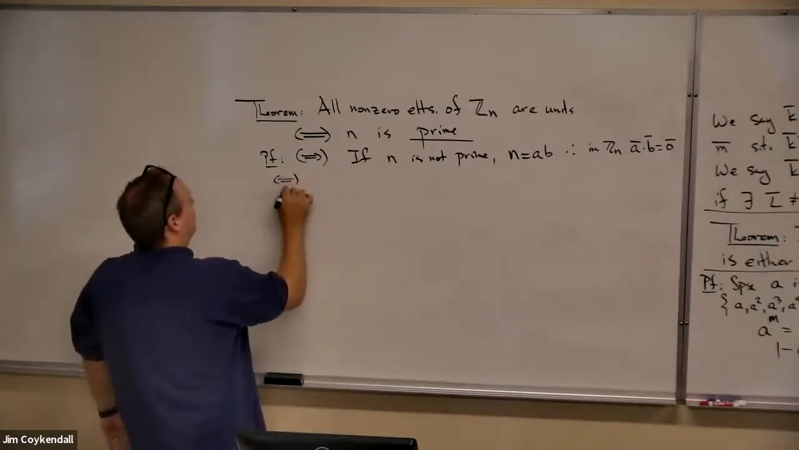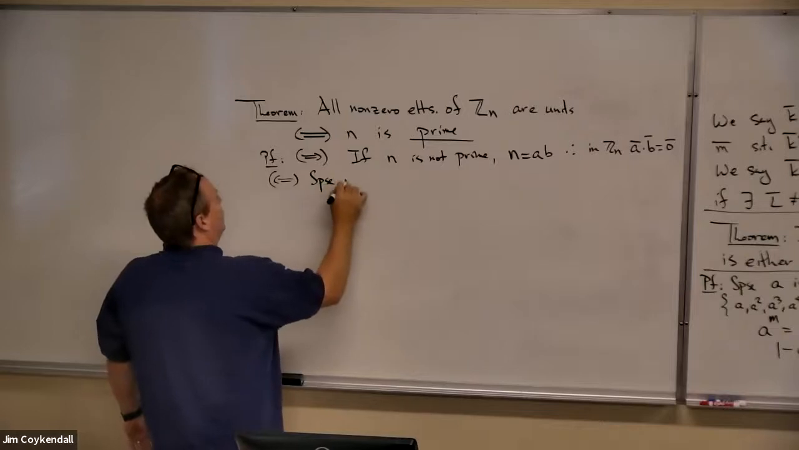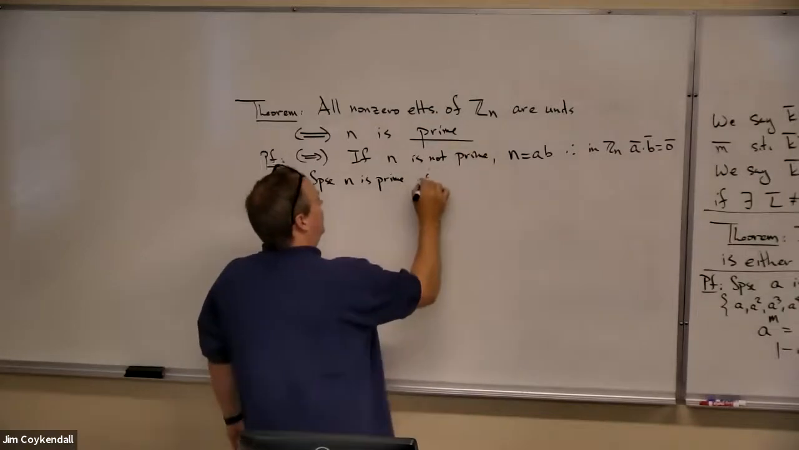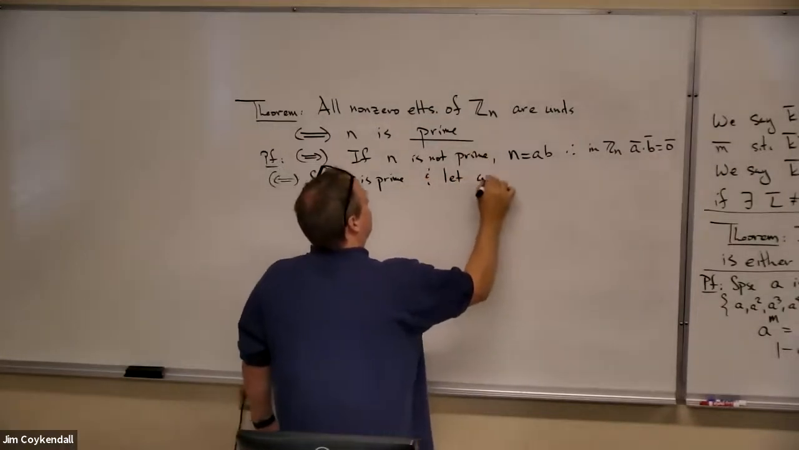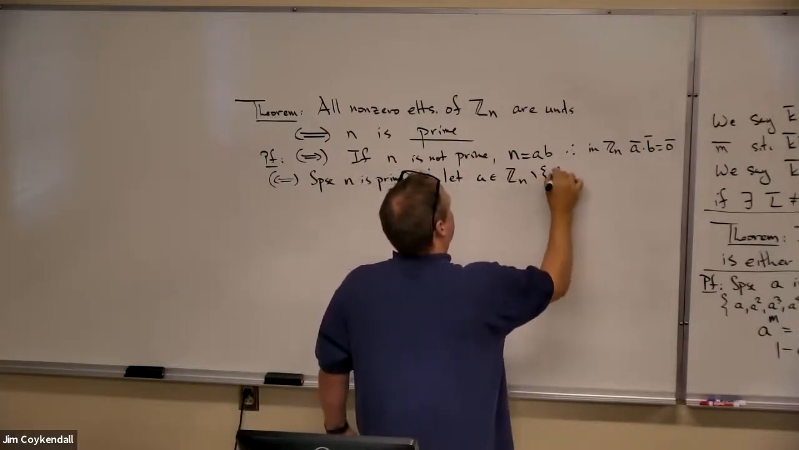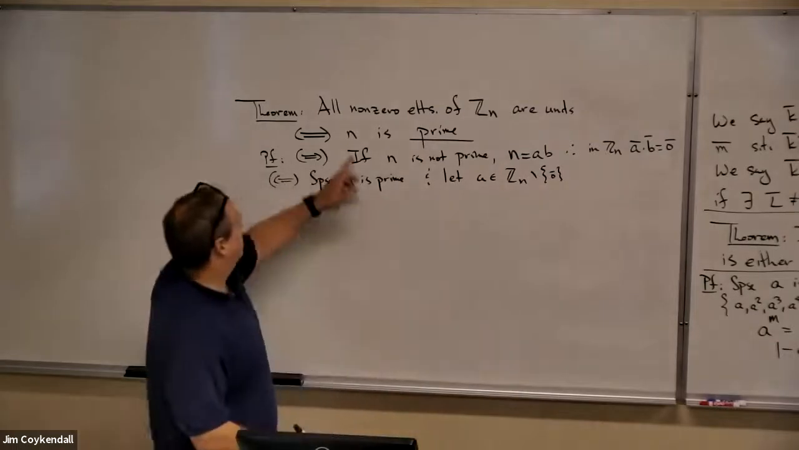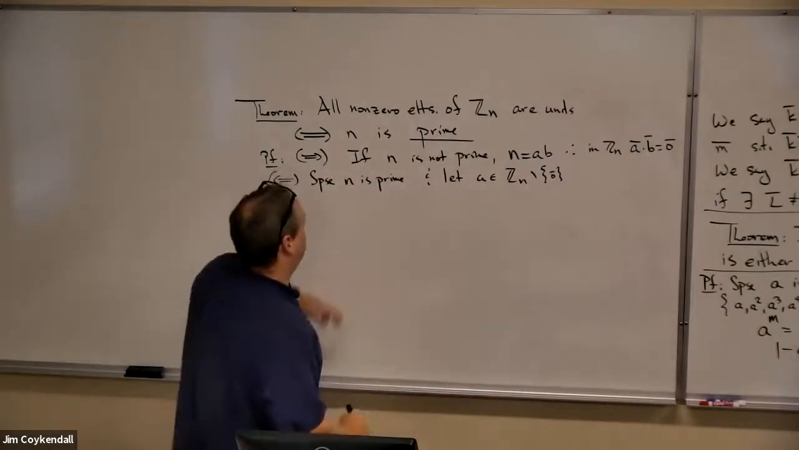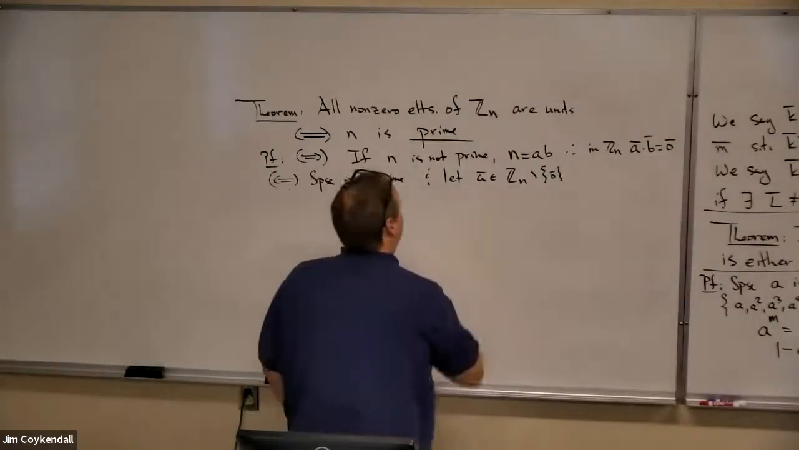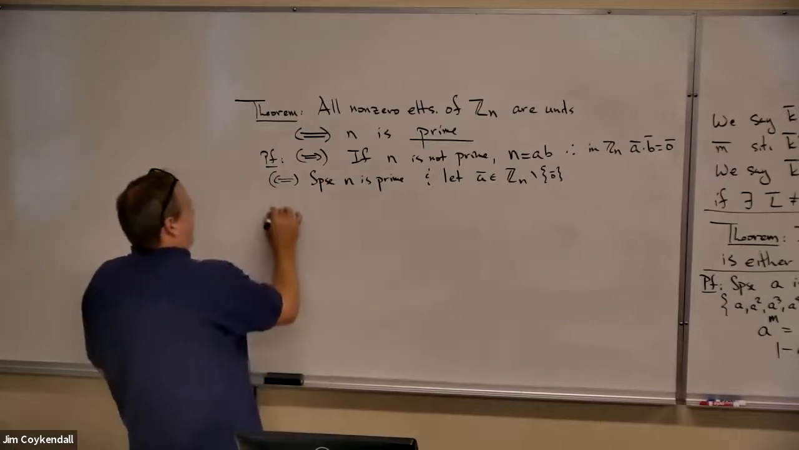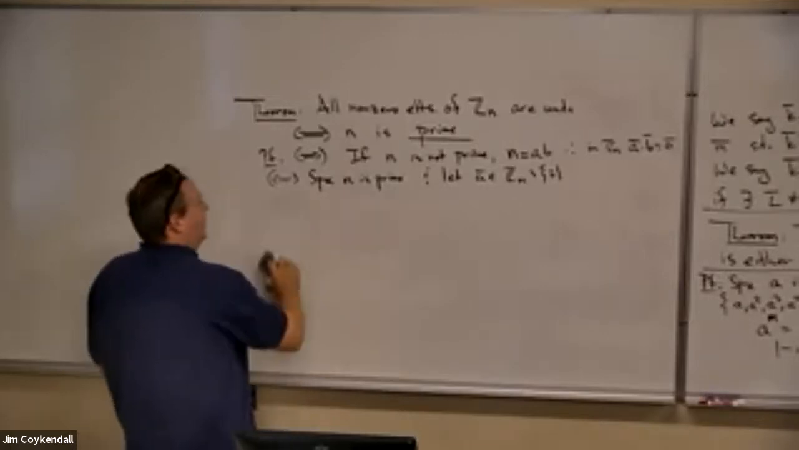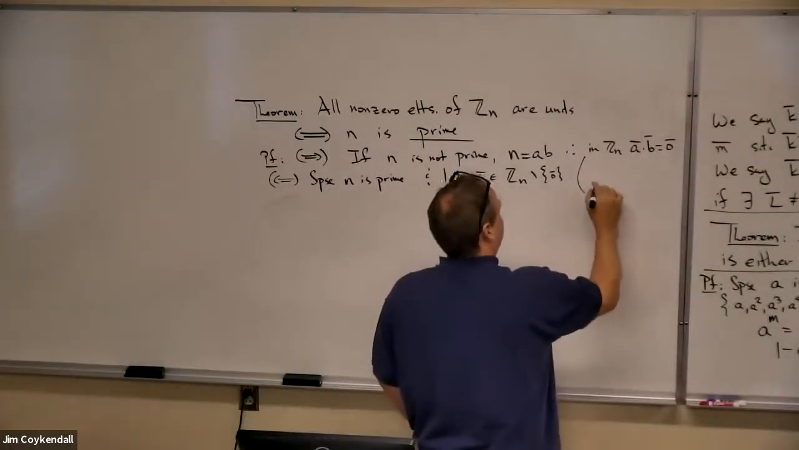On the other hand, suppose N is prime and let A be in Zn, but not 0. So pick a non-zero element of Zn. I'm going to be sloppy. Well, actually, let me call this A bar. There exists, well, so in particular, you can think of the representative of A.